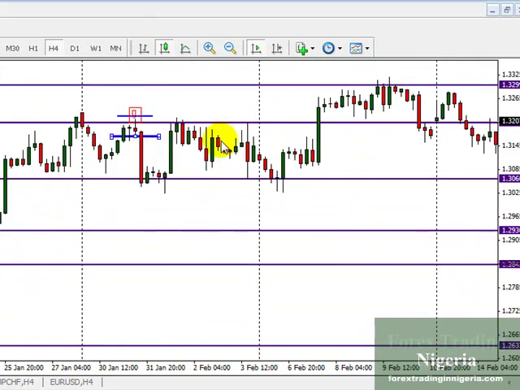So in the next chapter, we are going to talk about the bullish pin bar. Thanks.